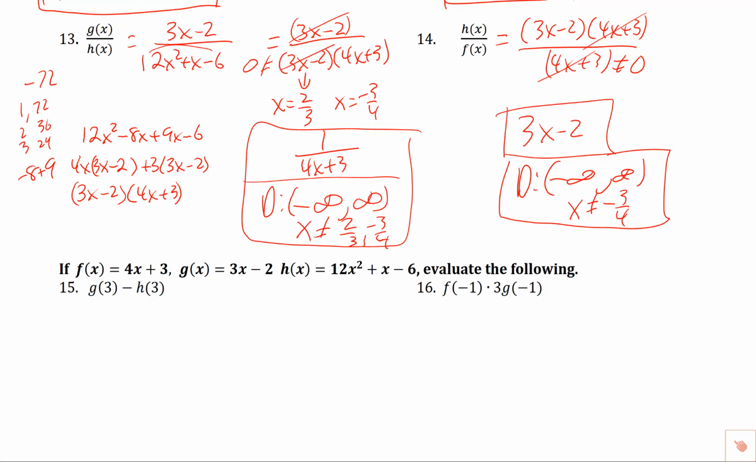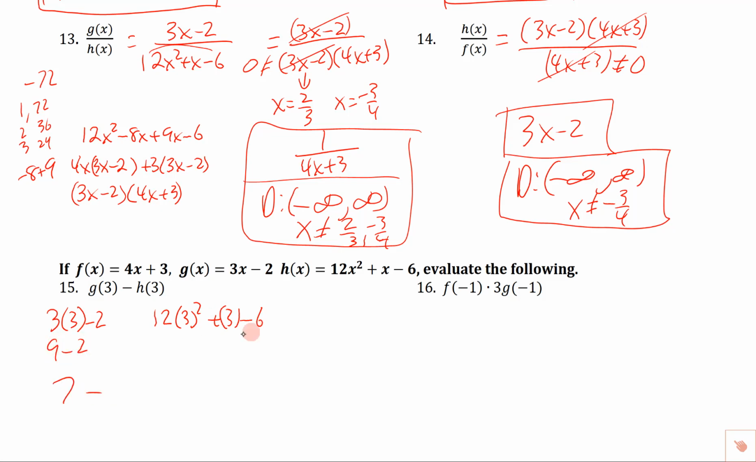Mop this up here. So on this one, we've got the same functions, and we just want to evaluate this. We want to find g of 3, and we want to subtract h of 3. So g of 3 is going to be what we get when we plug in a 3 here. So this is going to be 3 times 3 minus 2. And then h of 3 is going to be this one. So that's going to be 12, 3 squared, plus 3 minus 6. So let's get an answer for this one. That's going to be 9 minus 2, so we end up with 7.